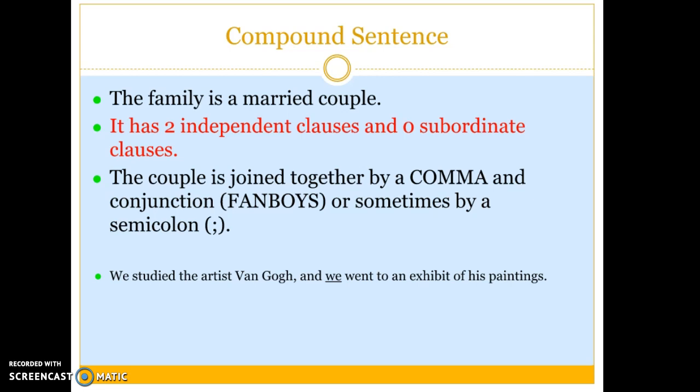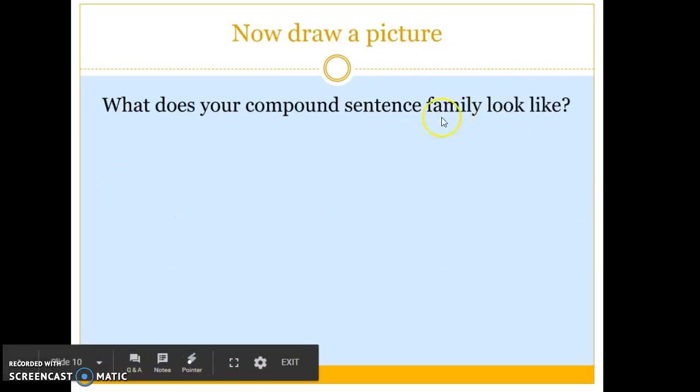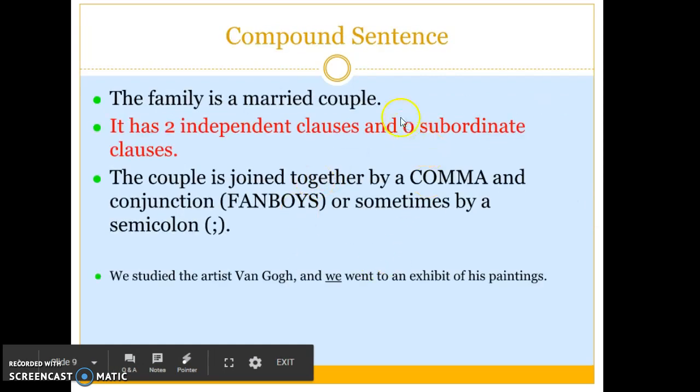So it will have two independent clauses, two complete thoughts. Each of these complete thoughts could live on their own if they want to, but they're going to decide to live together in the same sentence. There are 0 subordinate clauses. So 0 subordinate clauses means no children, okay?